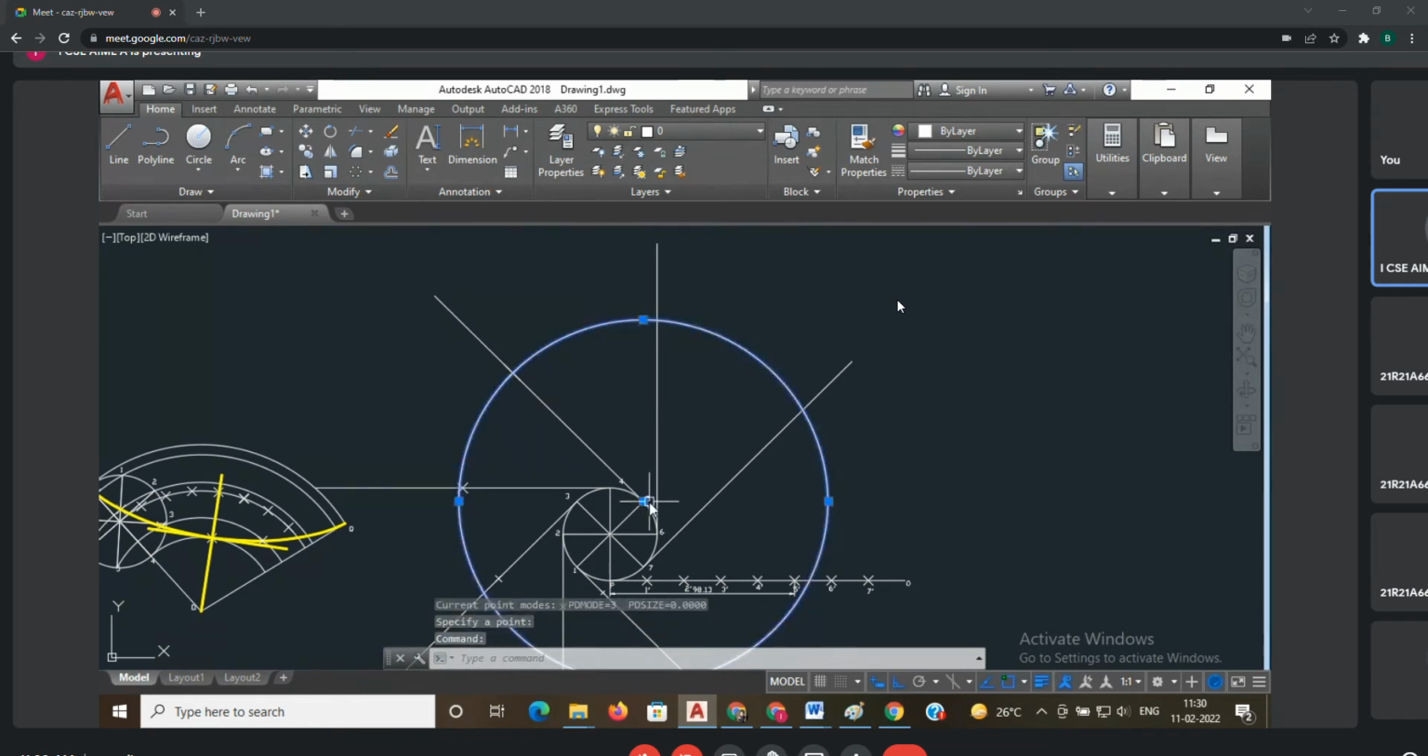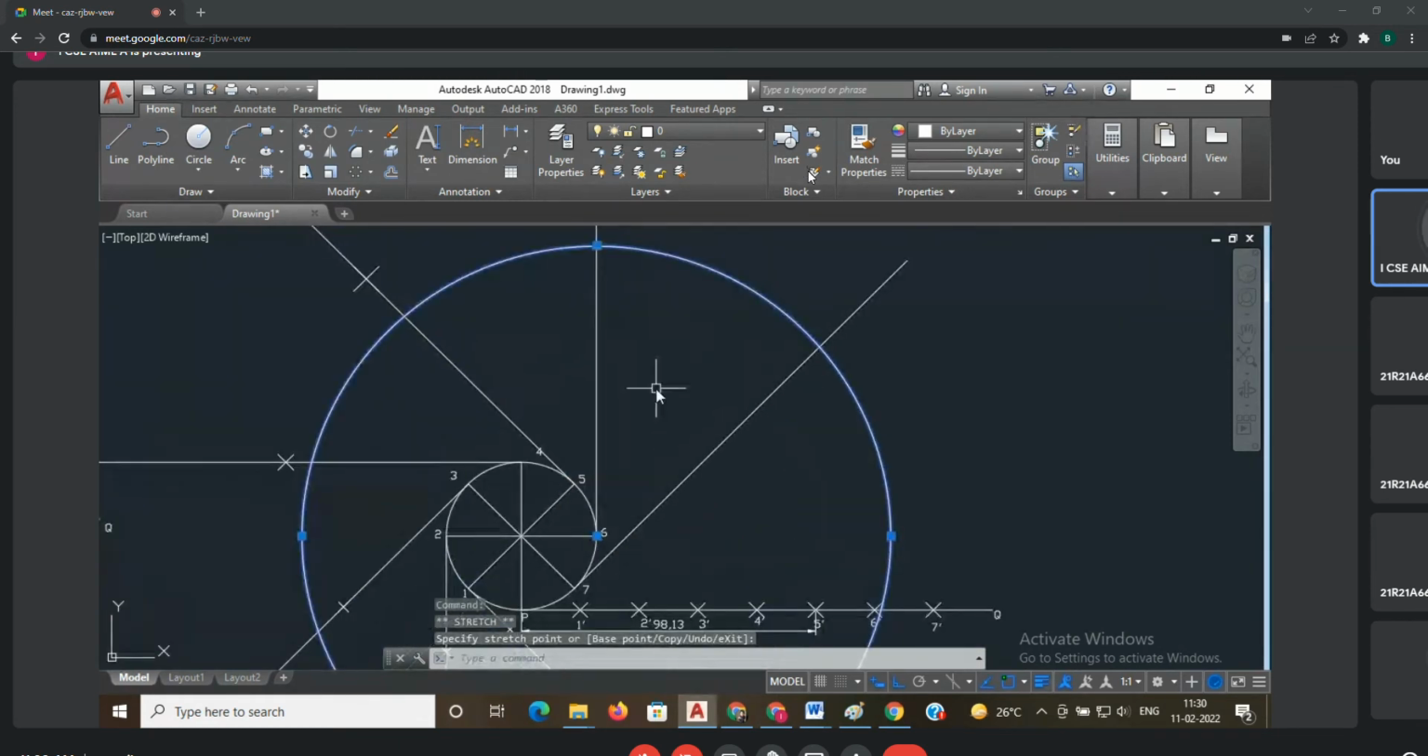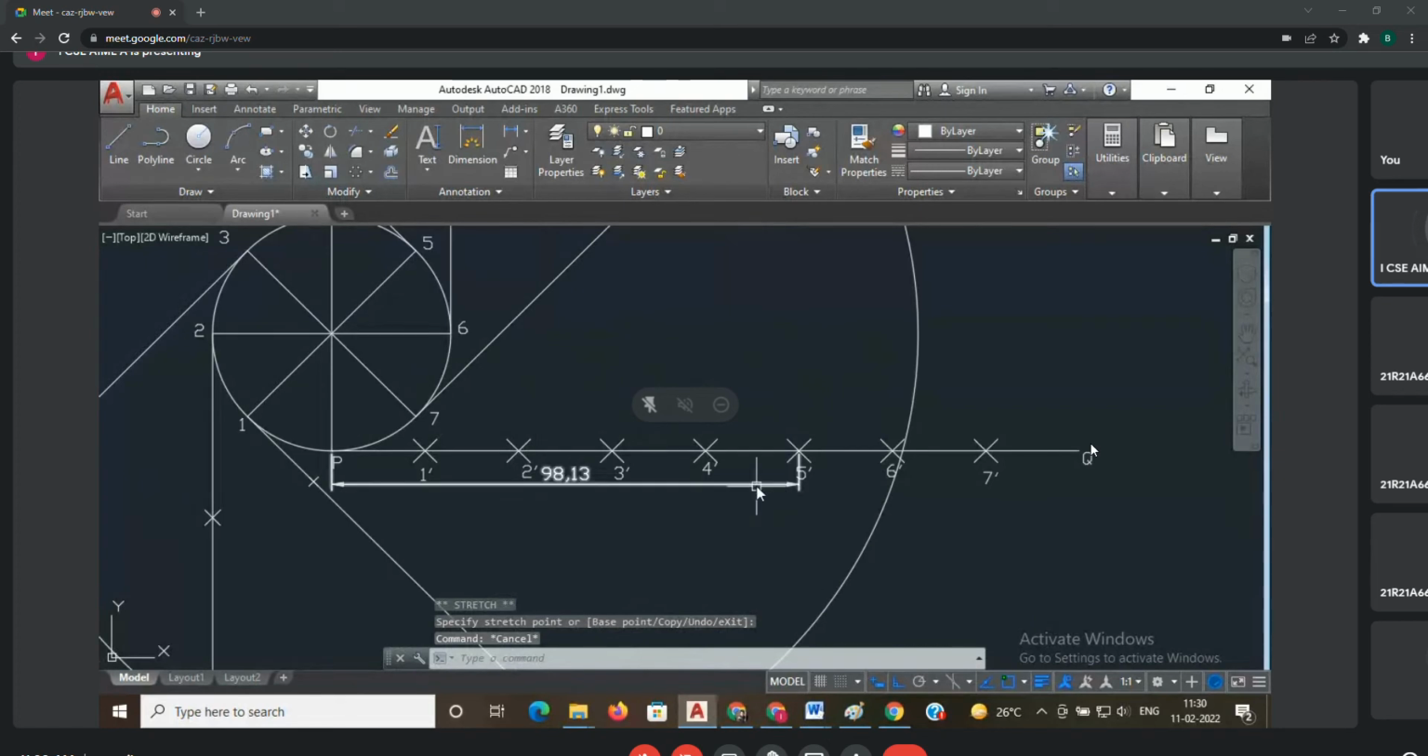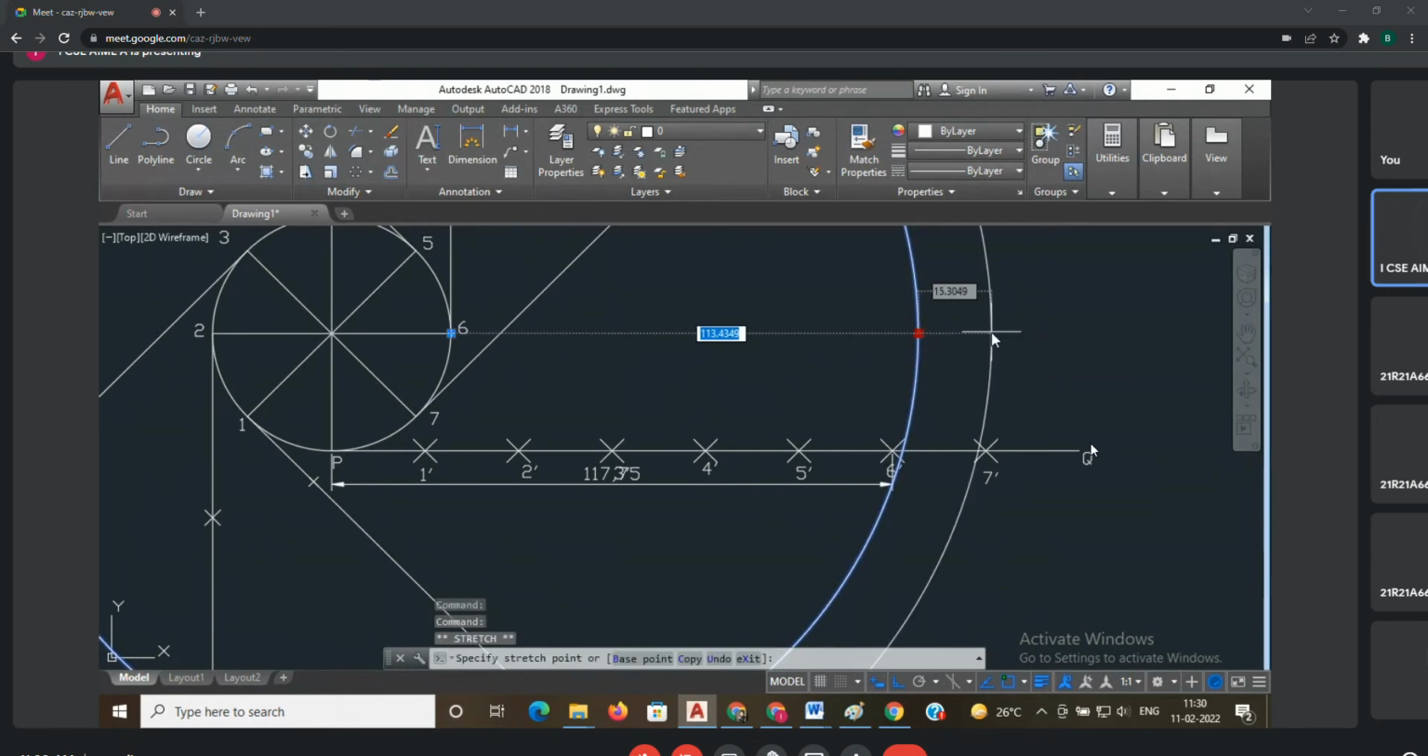Again, change the center from 5 to 6. That's why in the involute case, you can go with the 8 divisions only. If you go with 12 divisions, 12 points you have to find out. That's why I told you that we don't have any alternative method. We have to find out the length and we have to draw it. Now, select the circle and move it and give how much it is, 117.75.